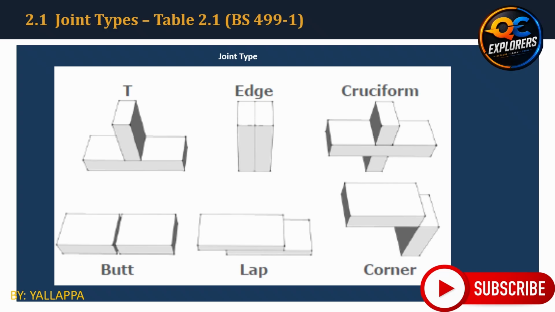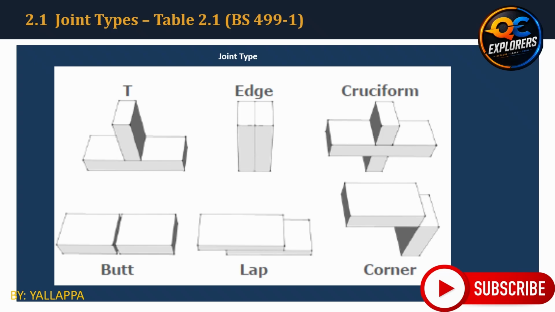Butt means almost in line. T means one member approaches the face of another. Corner represents an angled meeting of edges. Edge involves closely aligned edges. Cruciform creates a cross. Lap involves overlapping members.